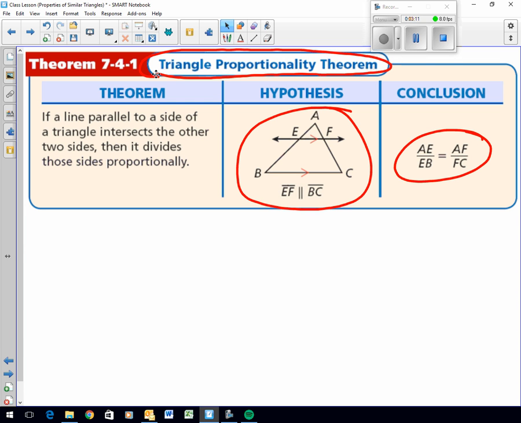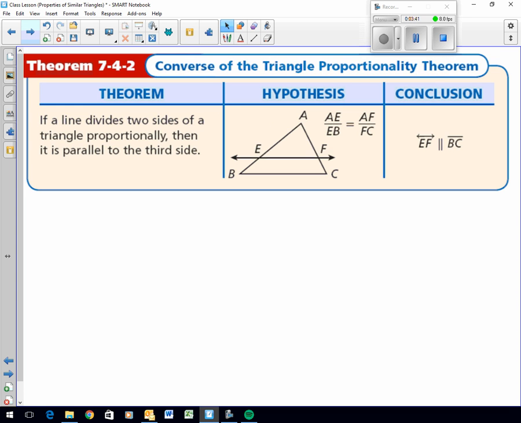So check it out. It's really not that hard of a concept here. If I've got intersecting parallel lines right here through this triangle, so E to F is parallel to B to C, and it intersects with the other two sides, it divides it up such that AE over EB is proportional to AF over FC. I know it says equals. Guess what you're going to be doing today, sports fans? You're going to be finding those side lengths by cross multiplying.